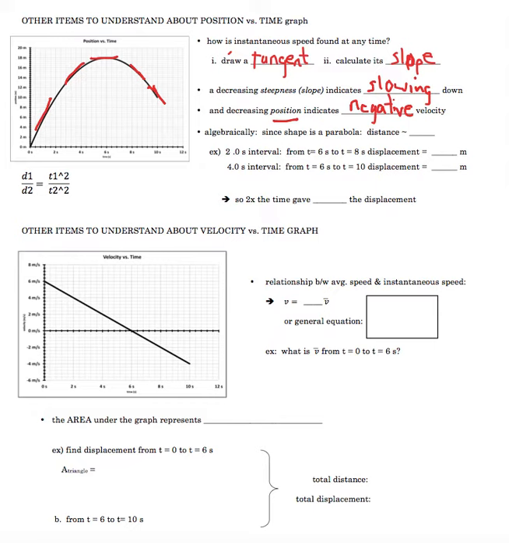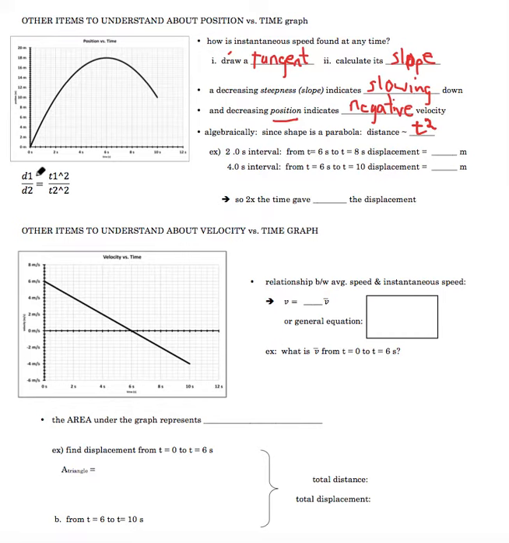Okay, algebraically, what does this shape tell us? Well, it's a parabola. It's an upside down parabola, but that doesn't change anything about it. And we've learned that since it's a parabola, we know that the distance, the y-axis, is proportional to the x-axis squared. In this case, the x-axis is time. That's a really important relationship.